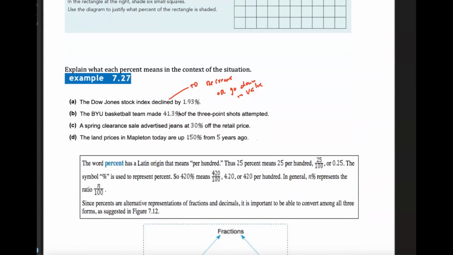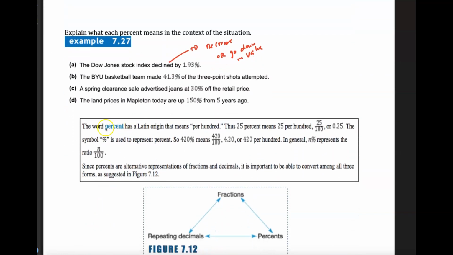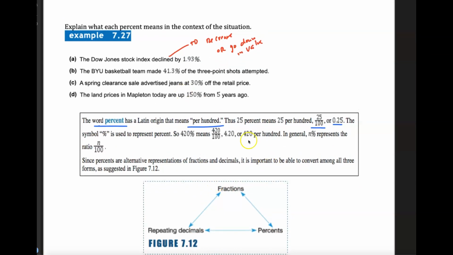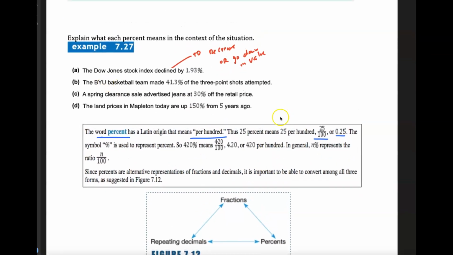Now, what do we need to know about percents? Well, first, the word percent means per 100 or out of 100. 25% means 25 per 100. We can also write that as a fraction, 25 over 100, 25 out of 100, or 0.25, right? Because this is 25 hundredths. And we use that percent symbol. And what we think about as fractions, decimals, percents, there's a relationship between those three, and you want to be good at moving between those.